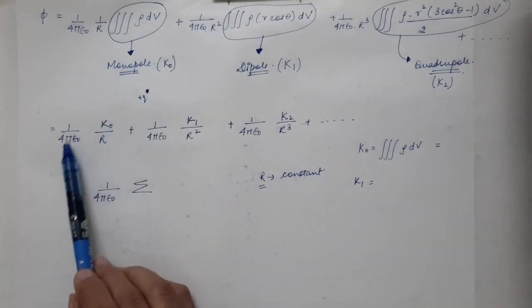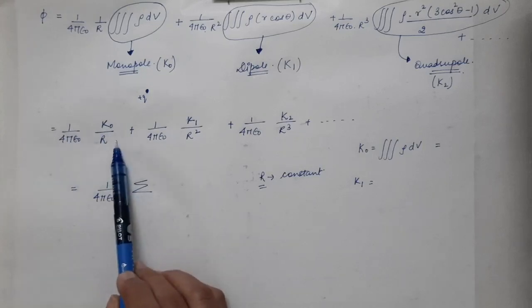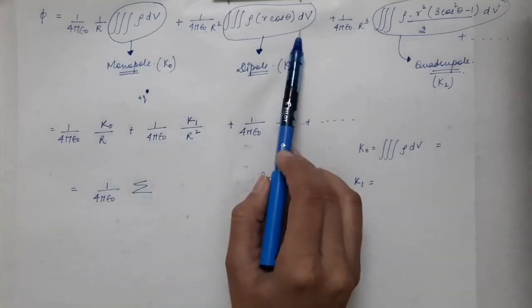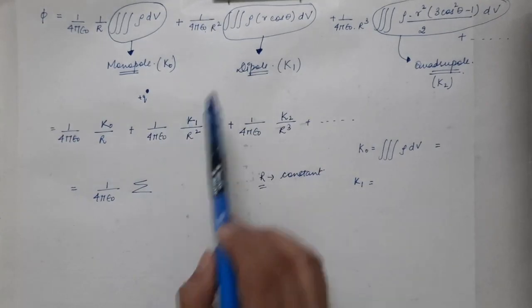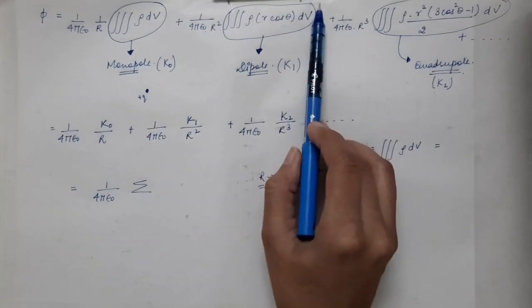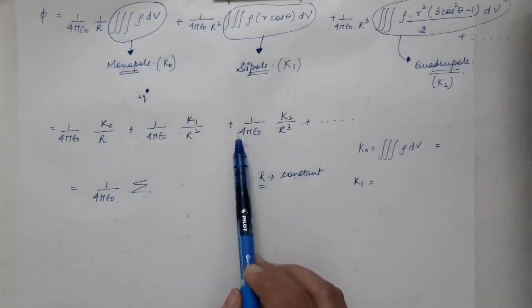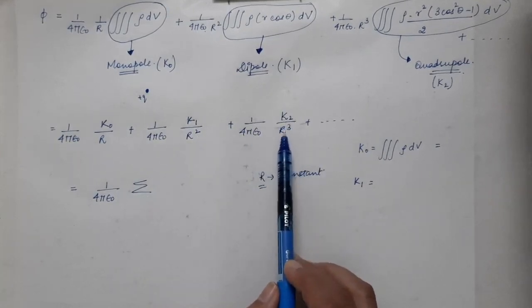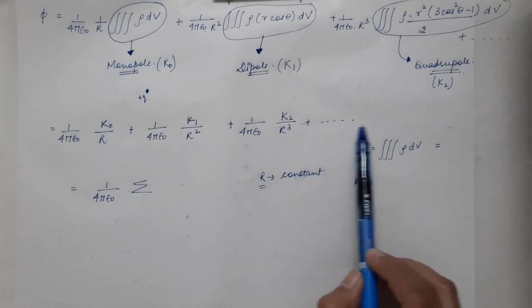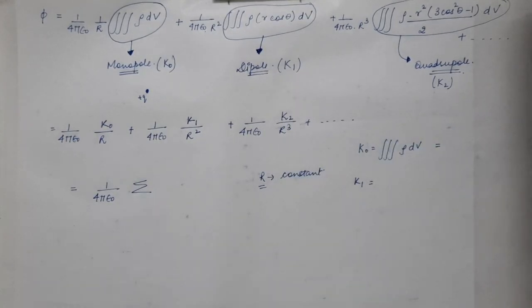So the first term will be 1 by 4 pi epsilon naught K0 divided by capital R. The second term will be 1 by 4 pi epsilon naught into K1, that is the dipole, K1 divided by R square. Then the third term you will get 1 by 4 pi epsilon naught into K2 divided by R cube, and so on you will get the further expressions for the multipoles.